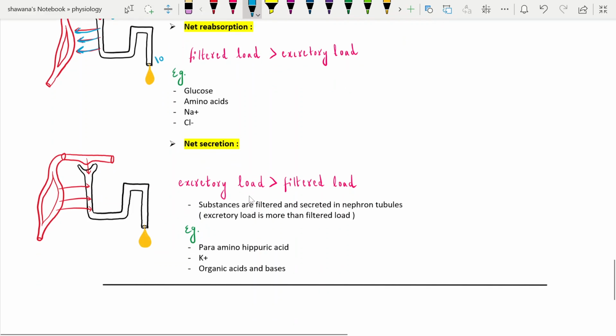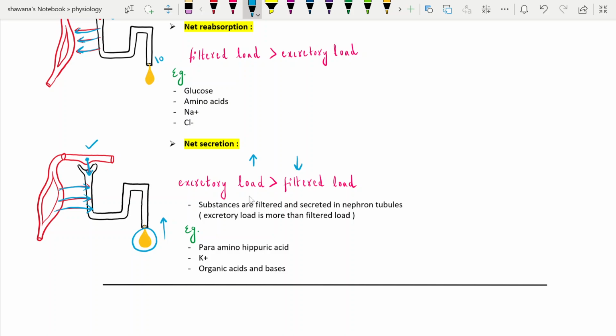The last group of substances are those which are actively, or maybe passively, secreted, with net secretion overall. So the amount of substance that is filtered plus the secretion of that substance. The substance is also being secreted from the peritubular capillaries into the nephron. So what would you imagine? The amount of substance present in the urine is higher than the filtered amount of that substance. So we can write that the excretory load is higher than the filtered load.